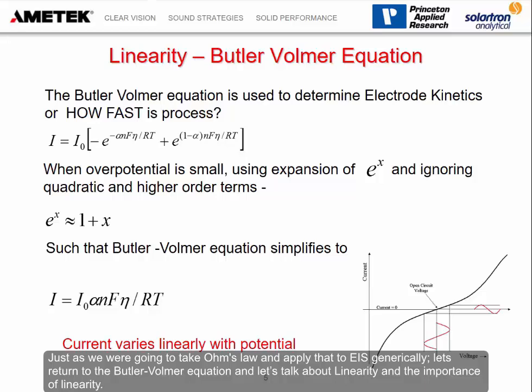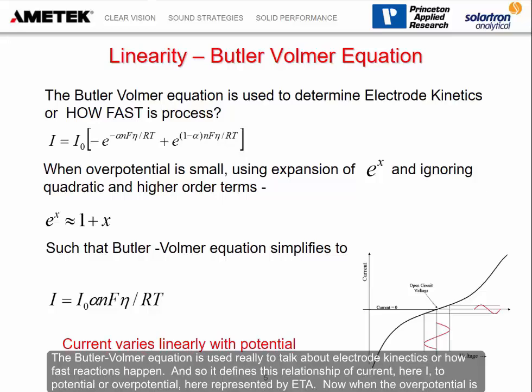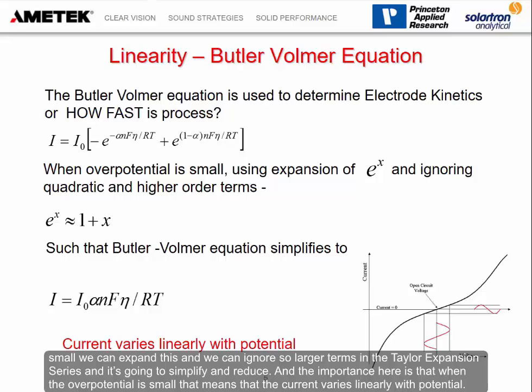We'll talk about the importance of linearity. The Butler-Volmer equation is used to determine how fast reactions happen, the electrokinetics. It defines the relationship of current, here I, to potential or overpotential, represented by eta. When the overpotential is small, we can expand this and ignore some larger terms through a Taylor series expansion, and it simplifies and reduces.